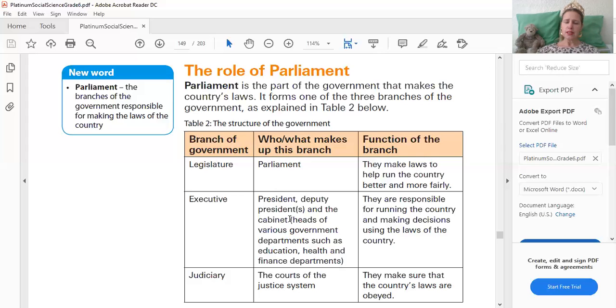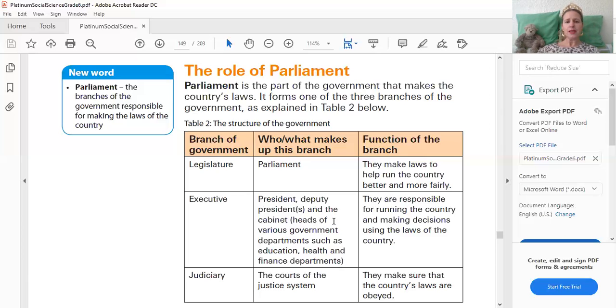Now, this is not the liquor cabinet. This is not the TV cabinet. This cabinet means a group of people who make up the heads of various government departments such as education, health, and finance. And what do we call these people? Some of them are premiers, some of them are members of parliament, but the heads are called ministers, cabinet ministers. They are not cabinet ministers as in the priest or the dude from church sitting in his lounge with his cupboard. That's not that kind of cabinet minister. Cabinet, group of heads of government. Minister means the head of.